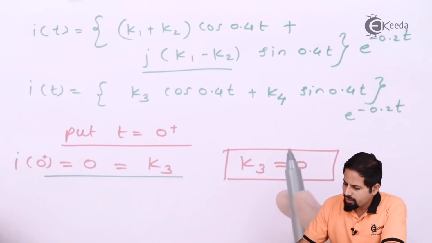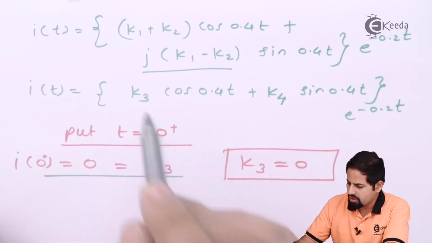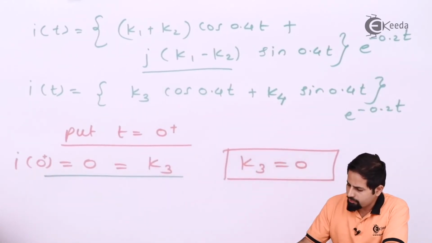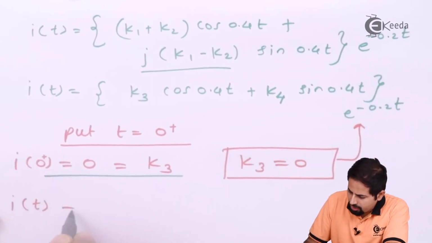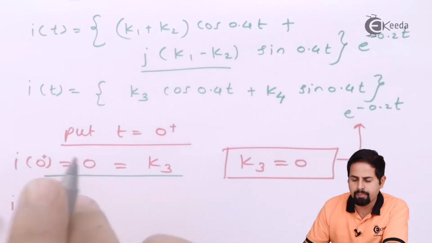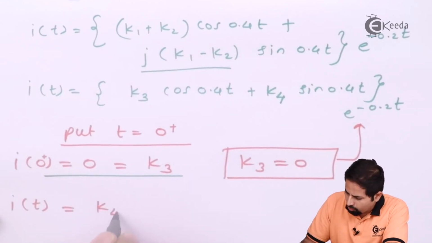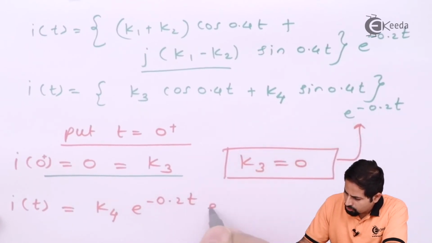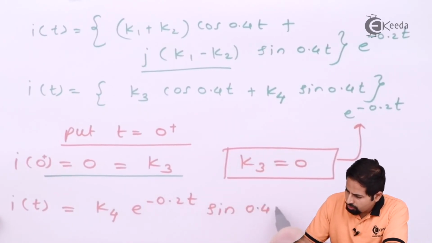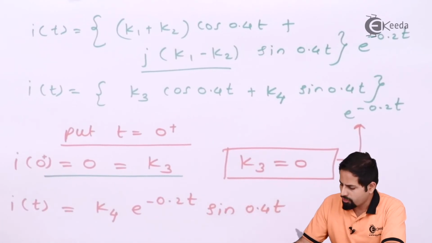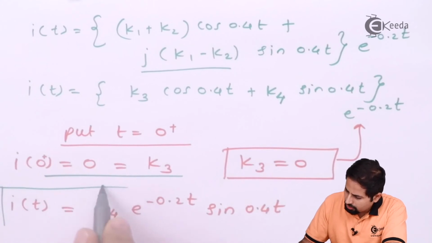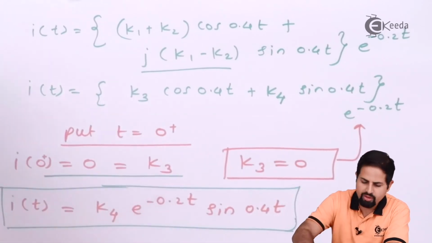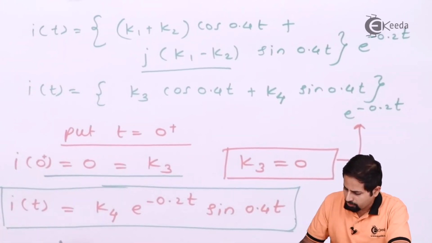So we can put this k3 in the original equation and we can reduce that equation. So when you put k3 in this equation, what we will get is I of t is equal to, k3 being 0 means this term is completely gone, then we will get k4 into e to the power minus 0.2 t into sine of 0.4 t. This is what we will get. And now this is the reduced equation. Now it is easy to take the derivative of this equation. So differentiating with respect to time.